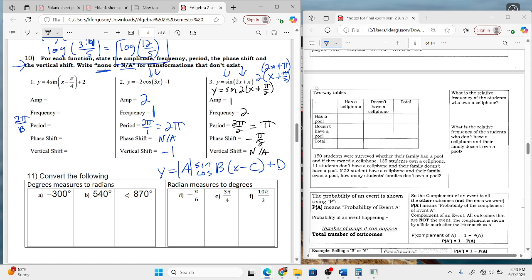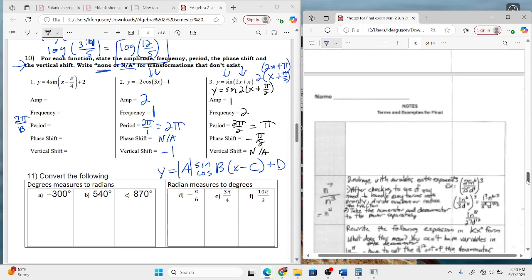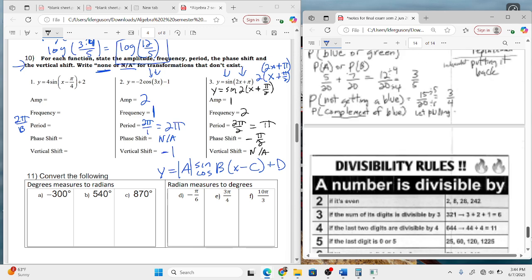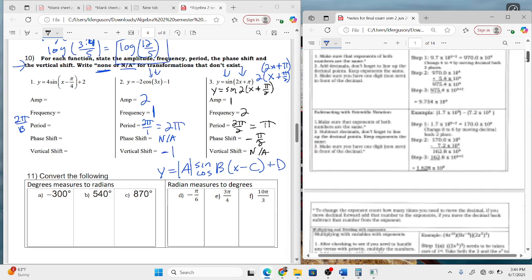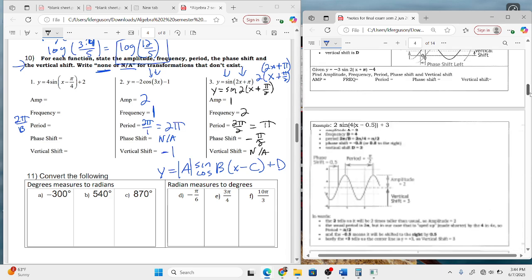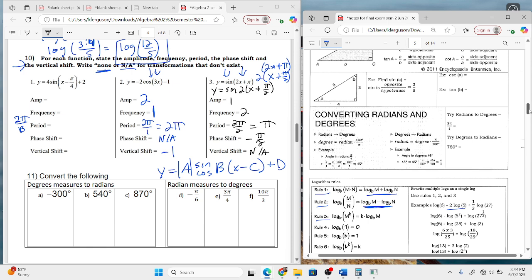So now we're looking at changing degrees to radians and radians to degrees. Let's see. Yep, here we go right here. You can use the unit circle to find either sine or cosine. Let's see. Converting radians and degrees.